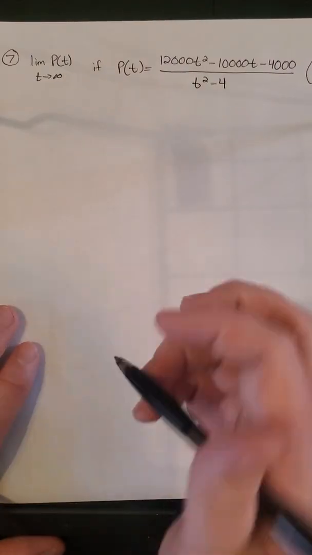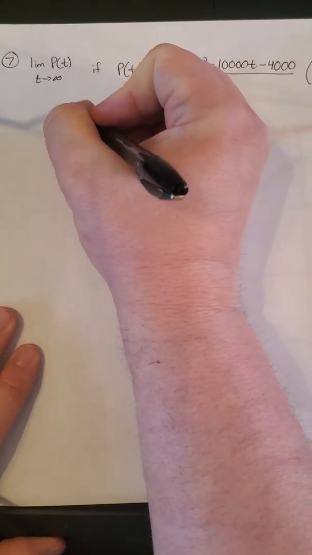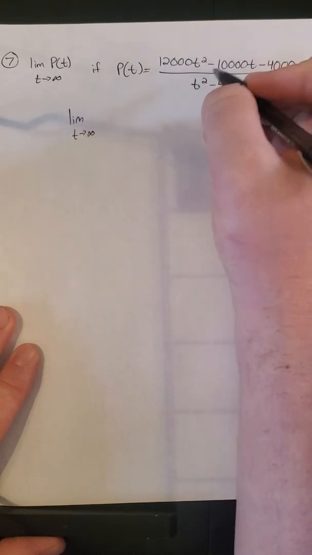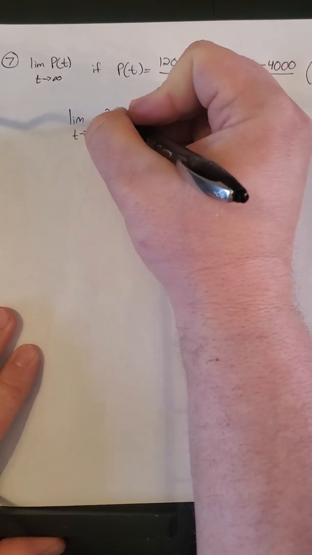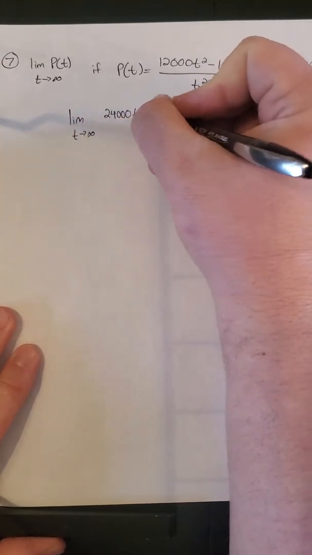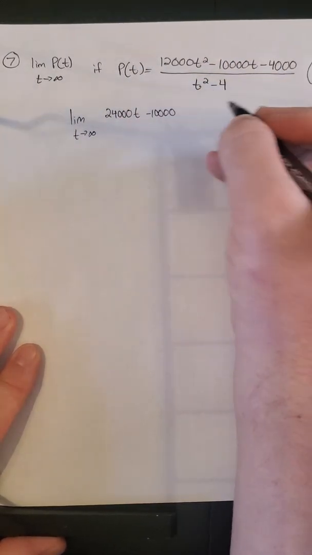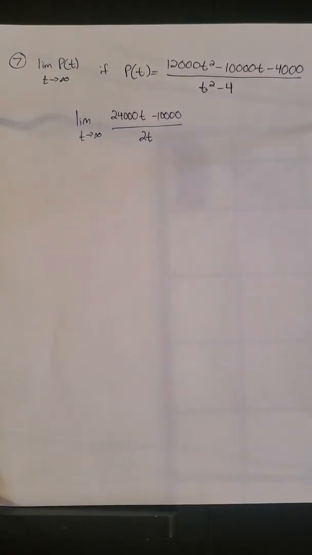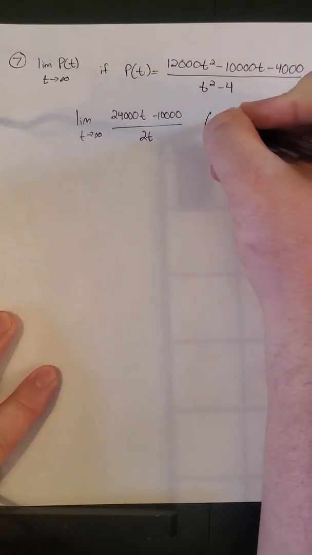So we can use L'Hopital's rule. We can actually do the limit as t goes to infinity. We take the derivative of the top. That's going to give me 24,000t minus 10,000 all over 2t. Now we've got linear functions with positive slope on both. So this is also going to go to infinity over infinity. This is another infinity over infinity case.